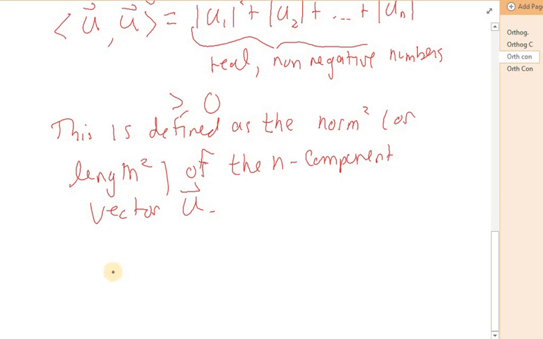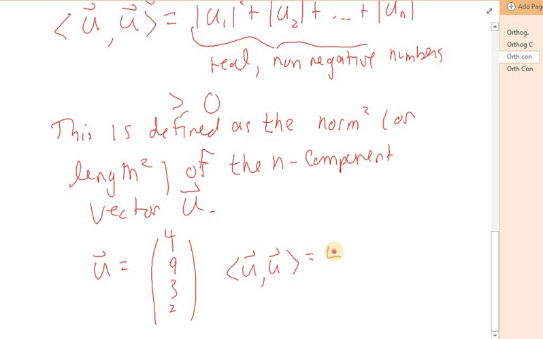Now let's do a real example so you can see that it works also. So let's take U equal to 4, 9, 3, 2. And then let me take the inner product of U with U. Well, remember, you take the first one times its complex conjugate, but the complex conjugate of a real number is just itself. And here I have 9. 9 times 9 is 9 squared. 3 times 3 is 3 squared. And 2 times 2 is 2 squared. So this is called the norm squared of U.